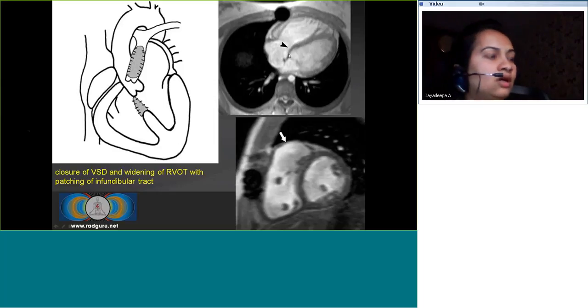This is a 20-year-old patient who underwent surgical repair for TOF, and this is how the right ventricular outflow tract patch appears, which is done for relieving the RVOT stenosis.